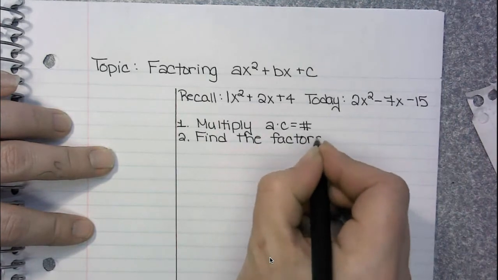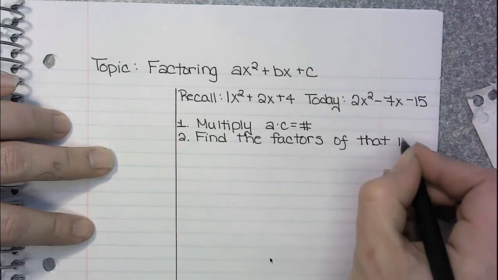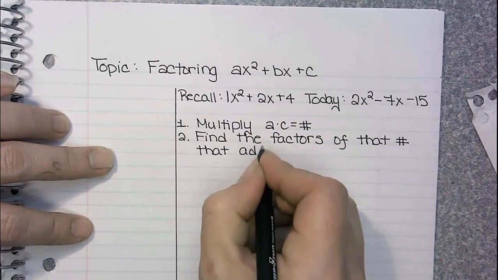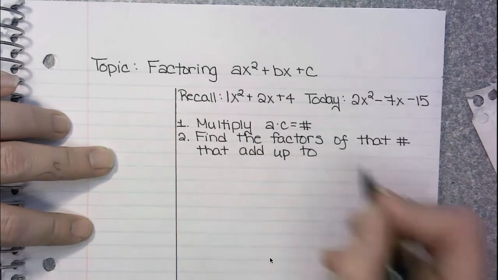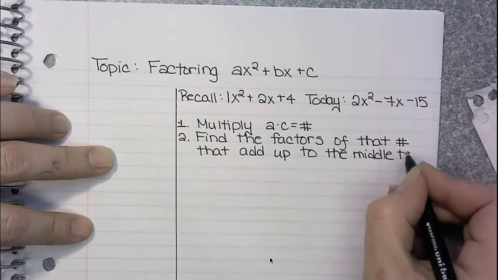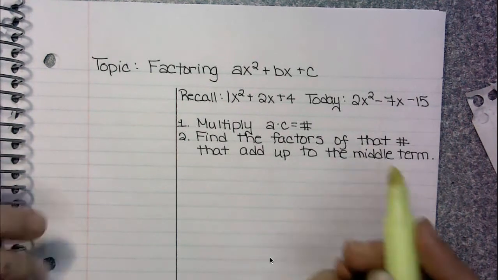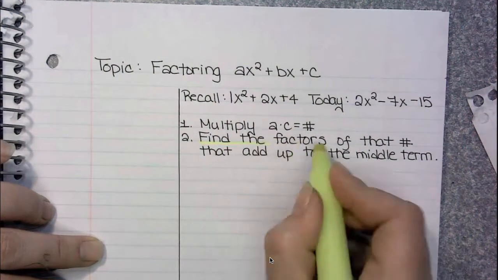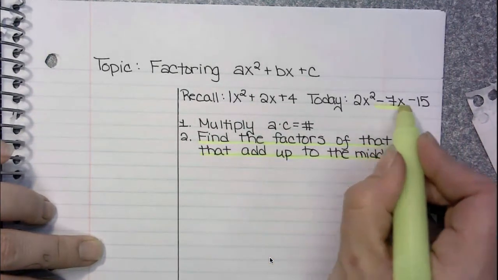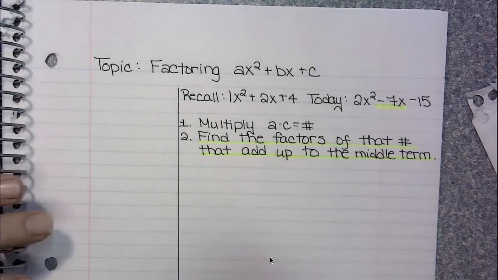So we're going to find the factors of that number that add up to the middle term. So before we move on, let's go ahead and highlight what we're talking about here. We're going to find the factors of the number that add up to our middle term. So in this case, we're going to find the factors that add up to -7.